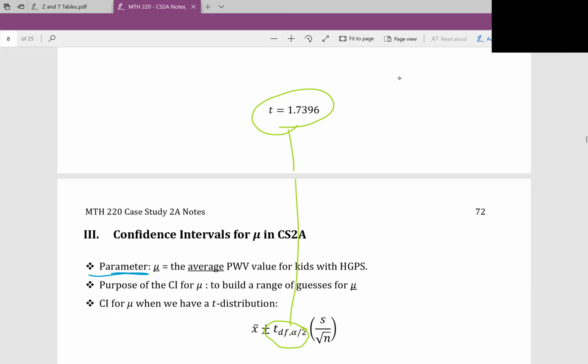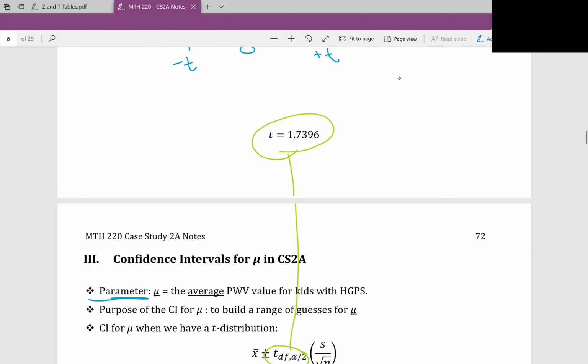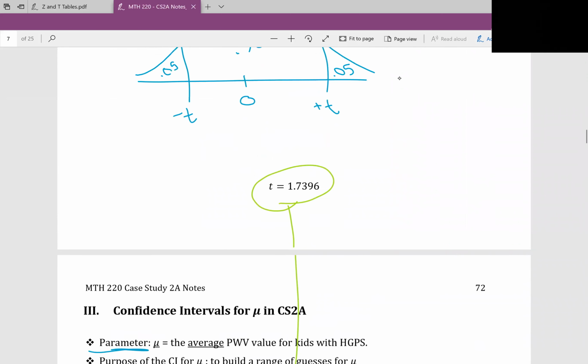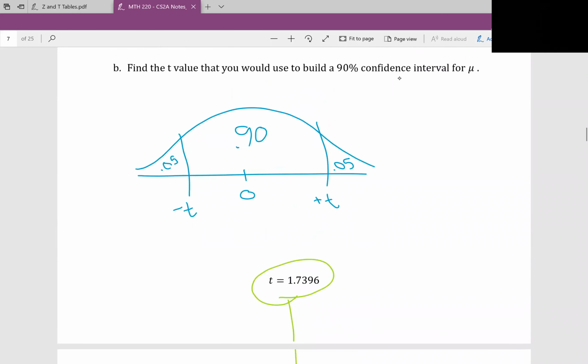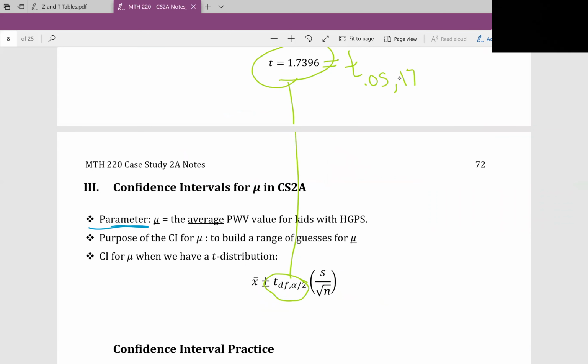So all of this is what we would then replace with that number if we were doing a 90% confidence interval for mu. To be a little more thorough, the subscripts would be alpha over 2, so 0.05, comma, the degrees of freedom from above of 17. Make sure that you have that formula.